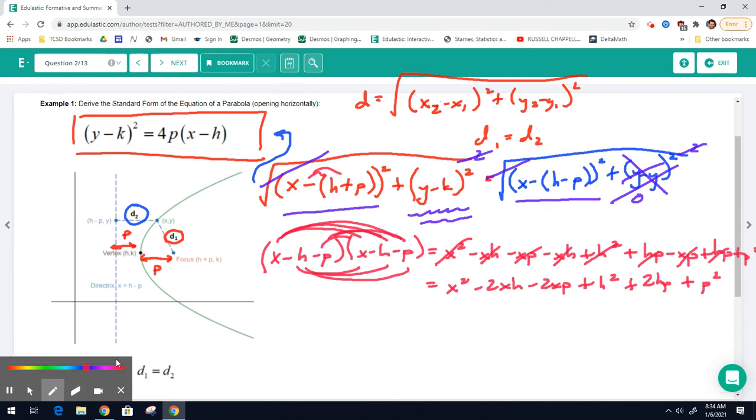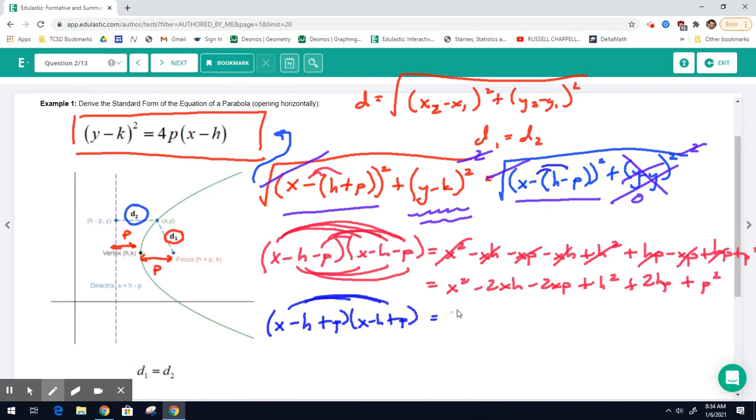So now let's change colors and do the blue side, right? So very similar. Let's distribute this negative sign. So now it's going to say x minus h plus p. Write it twice. Now again, let's distribute the x to all three parts. X times x is x squared. X times negative h is negative hx. X times p is positive xp.